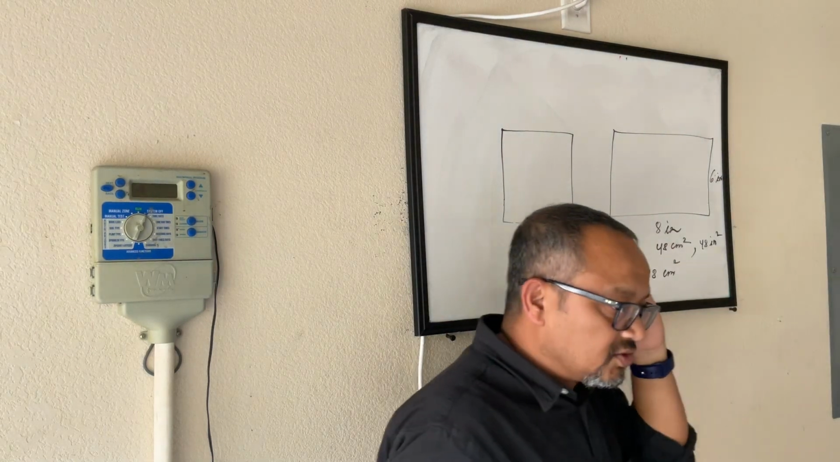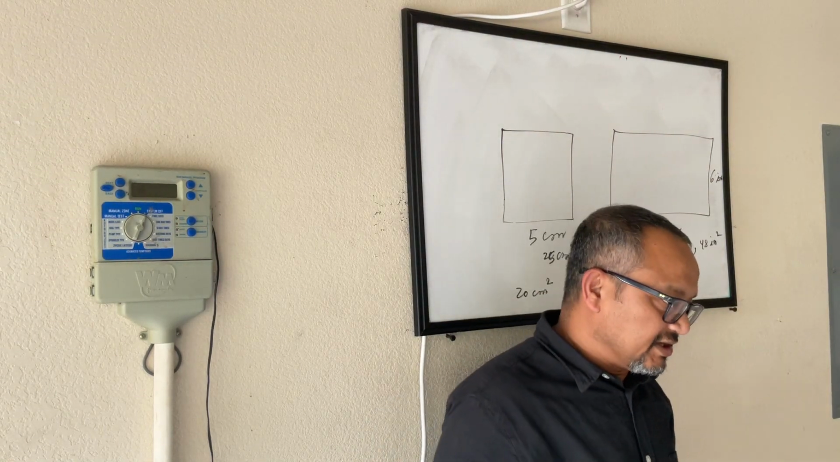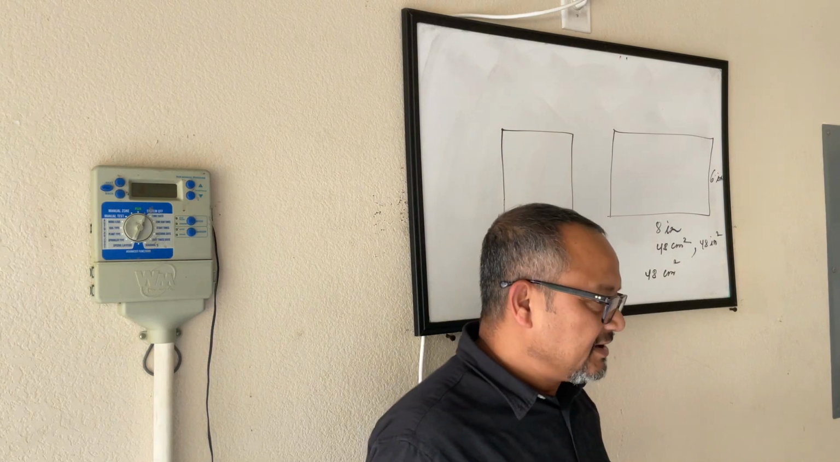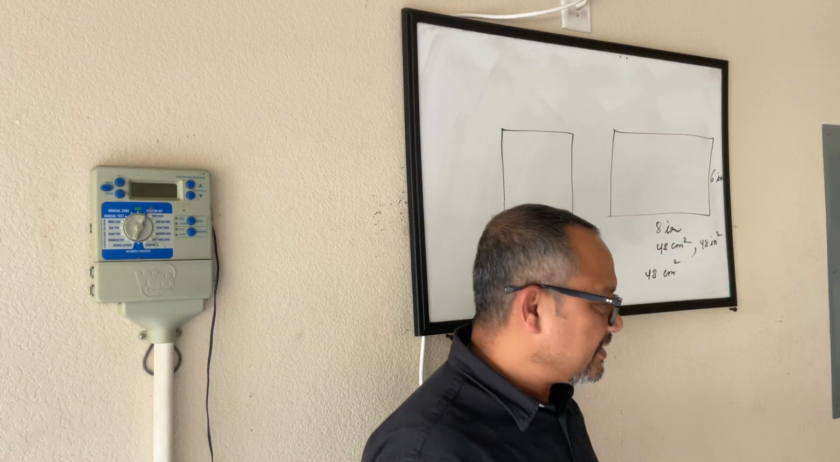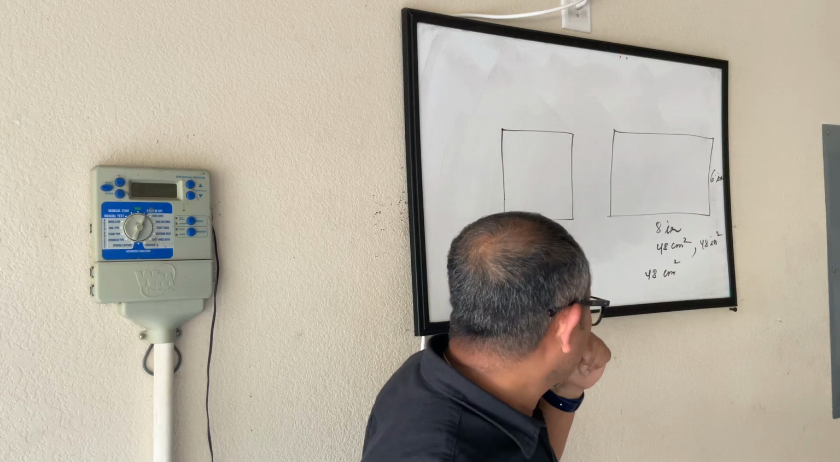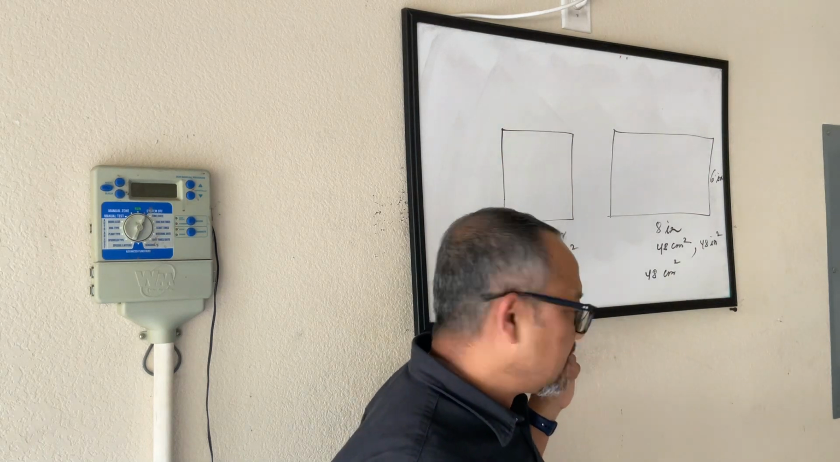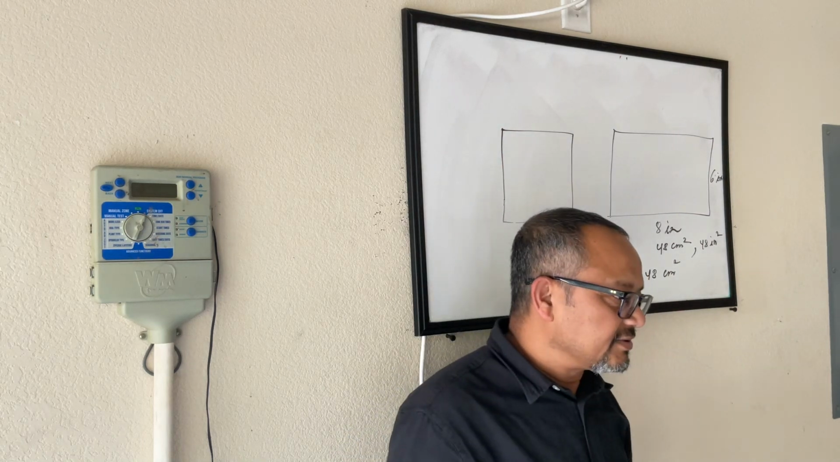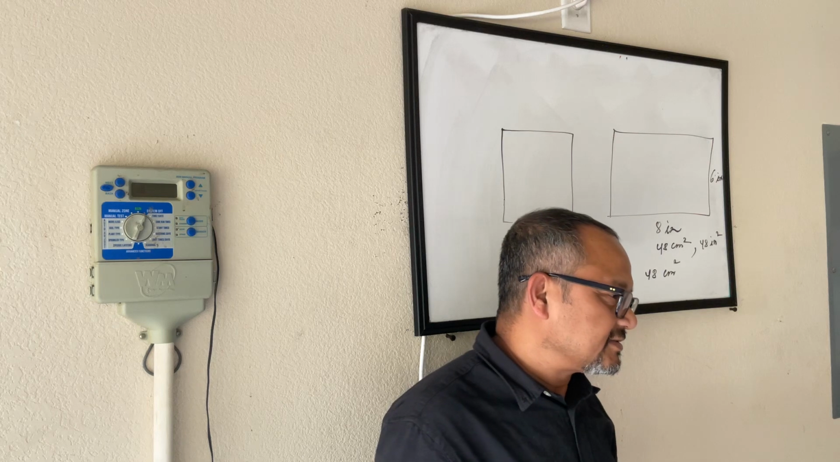Okay, let's go to Aditi. Yes, Aditi. I messed up with the first one. It's 25 centimeters square. Okay. How about the second one? The second answer is good.